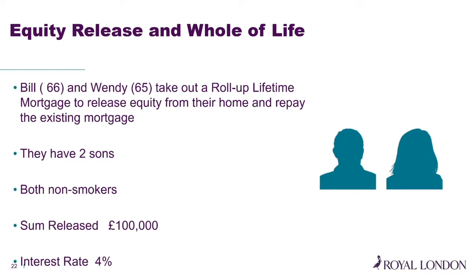But as I say, for the purposes of this example, Bill and Wendy are releasing 100,000. What they do with that money is entirely up to them. The example here is that they're going to use the money to get rid of their mortgage. They could gift it to their sons and help them to get on the property ladder. It doesn't matter. But in this particular example, the interest rate attaching to this equity release is 4%.